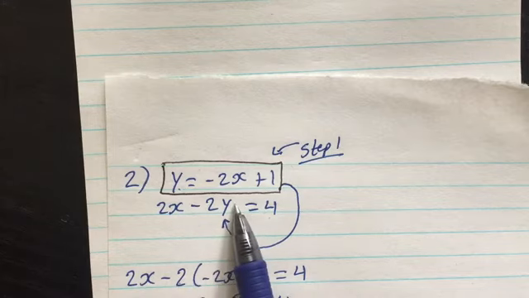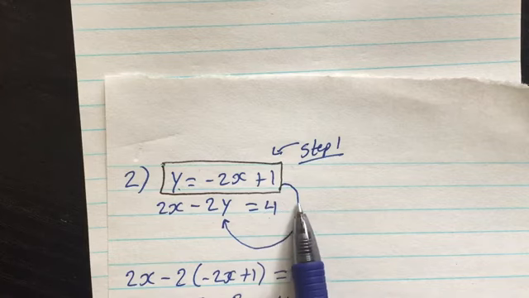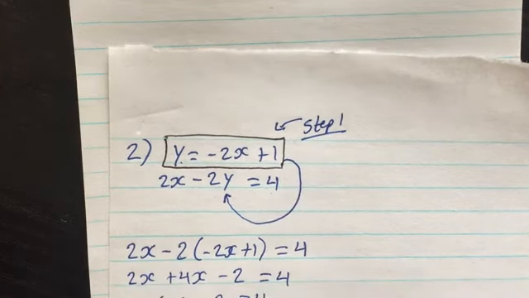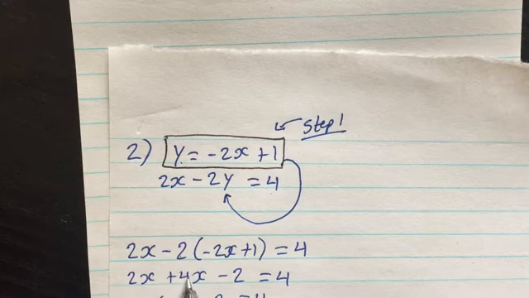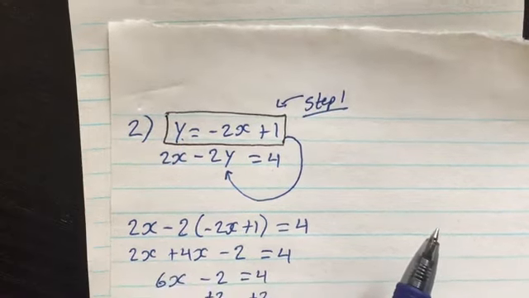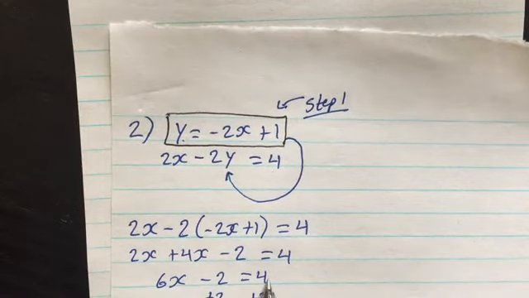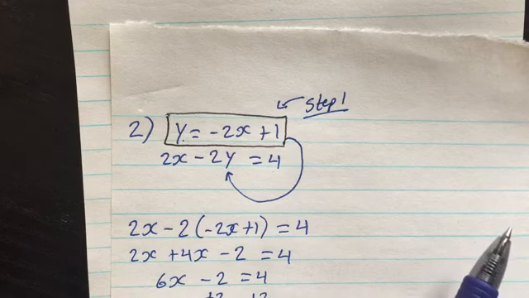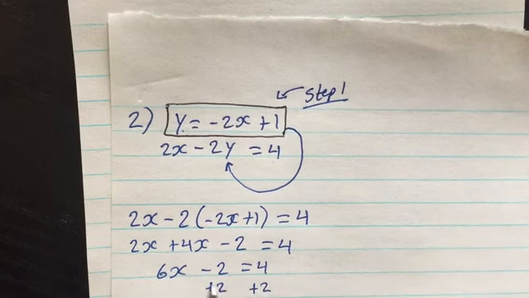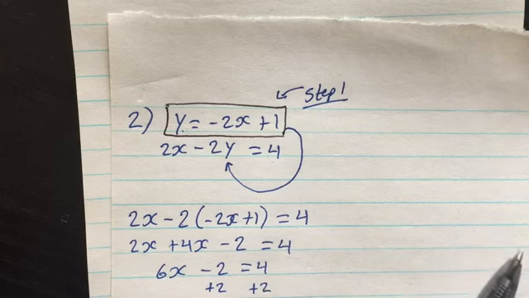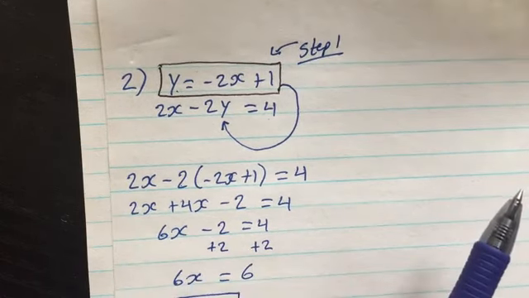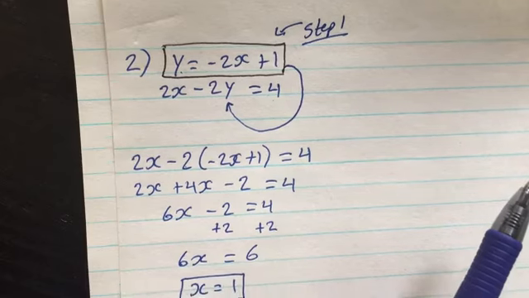2x minus 2 times your y, which is this right here, equals 4. Distribute the negative 2. Negative 2 times negative 2 makes positive 4x. Negative 2 times 1 makes negative 2, and I have it equal to 4. Combine the like terms, 2x and 4x would make 6x minus 2 equals 4. Do the inverse, add 2, you get 6x equals 6. Divide by 6, you get x equals 1.